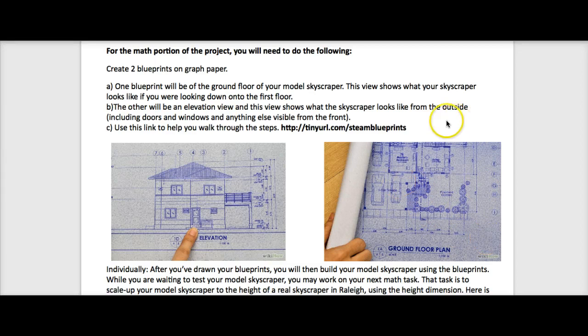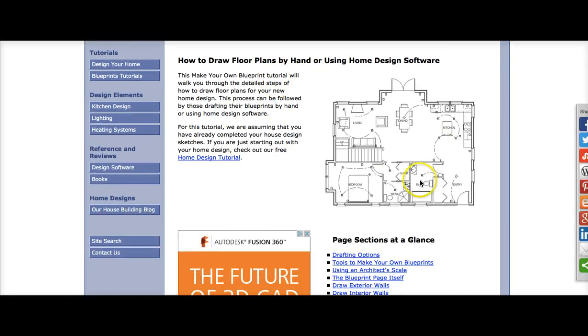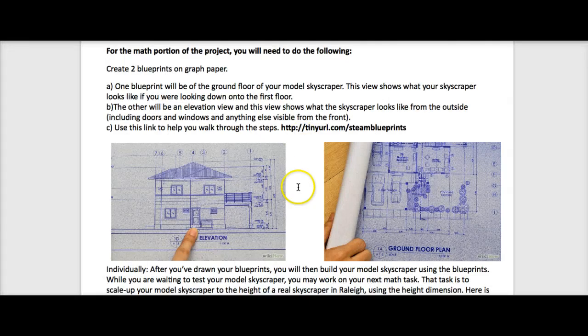If you Google, or if you go to this link here, it will take you to this page, and it will show you in detail what a ground floor drawing looks like. I don't need to see any tables and chairs and stuff like that for your drawing. But if you have any walls in your building, I need to see that. If you have any doors or windows, I need to see that. And that's what's represented here. We have doors here and we have windows here. So if you plan to have any of that, it needs to be included on your blueprint. So again, this is looking down into your building on the first floor. So that's what your first blueprint has to look like.